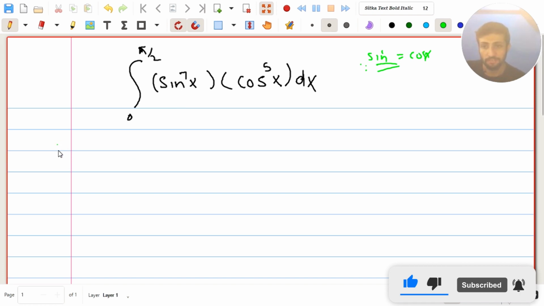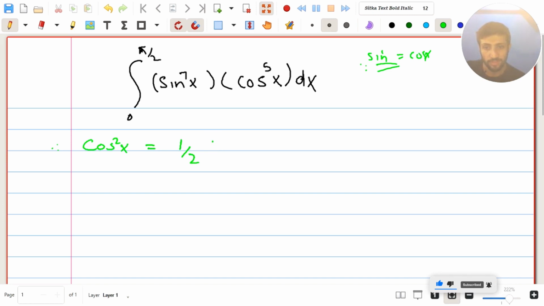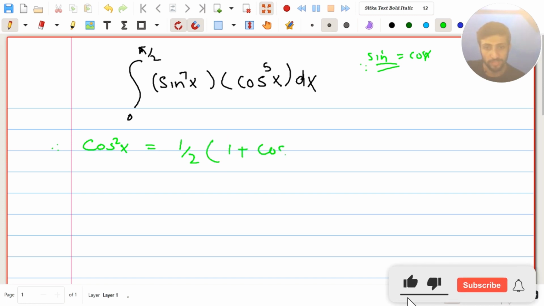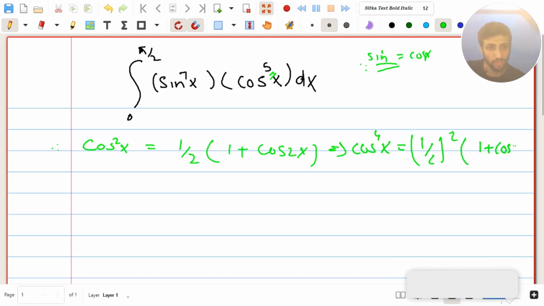So I have a very nice half angle identity, that is cos squared x equals 1 over 2 times (1 plus cos 2x). Now this is cos squared x and I have cos 5x here. Now I will take the square of this. I will get cos 4x equals (1 over 2) squared times (1 plus cos 2x) squared.